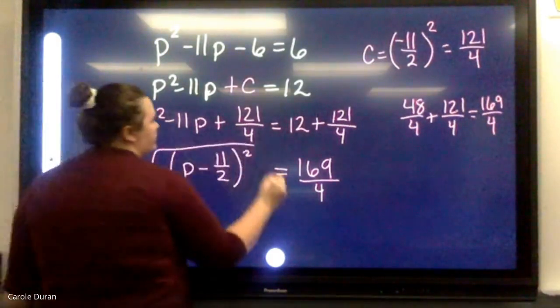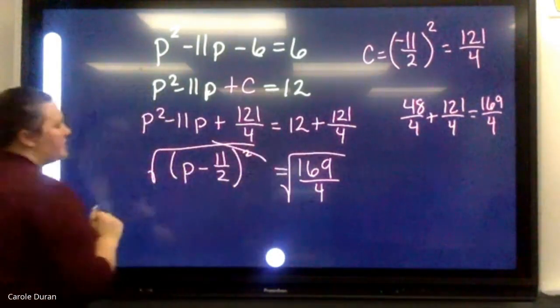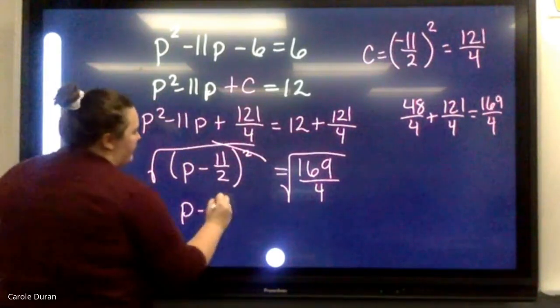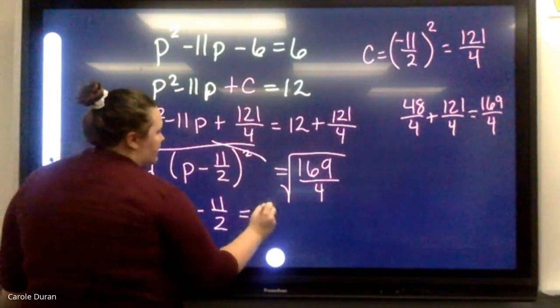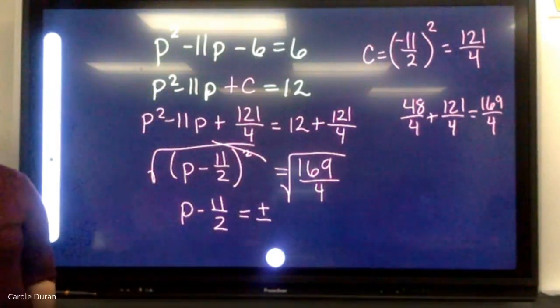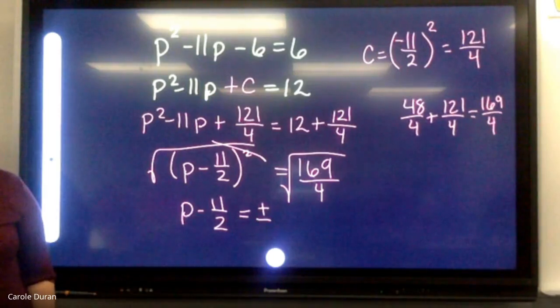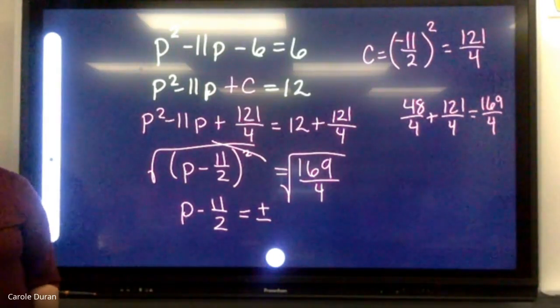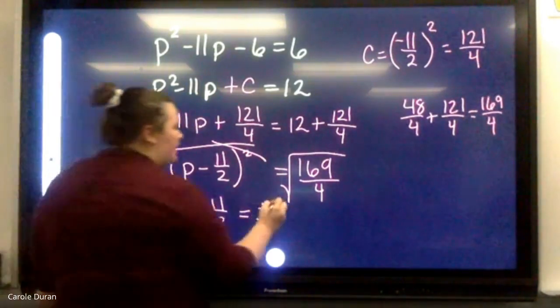Square root both sides. A square and a square root cancel each other out, and I get p minus 11 over 2 equals plus or minus. I need to decide, can I reduce 169 over 4? Yeah. What do I know about both of those numbers? They're both perfect squares. What's the square root of 169? 13. And what's the square root of 4? 2. So it's positive negative 13 over 2.